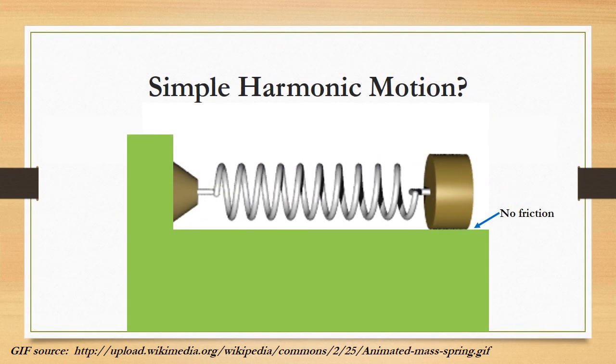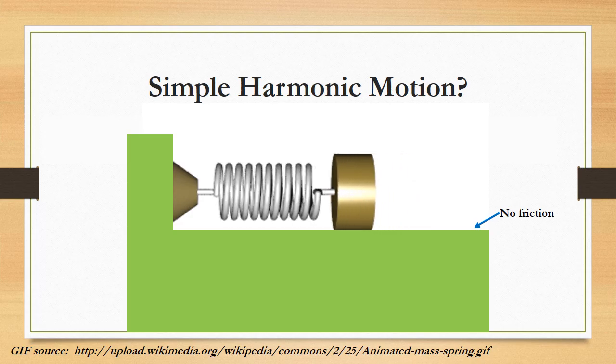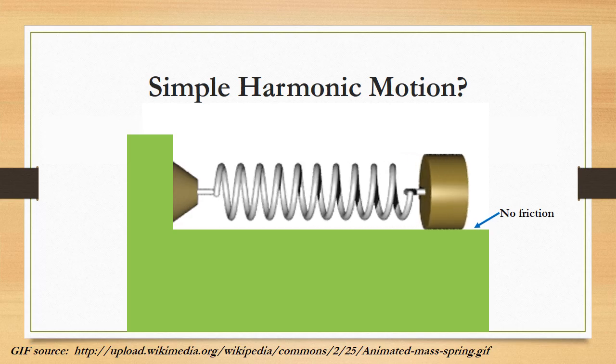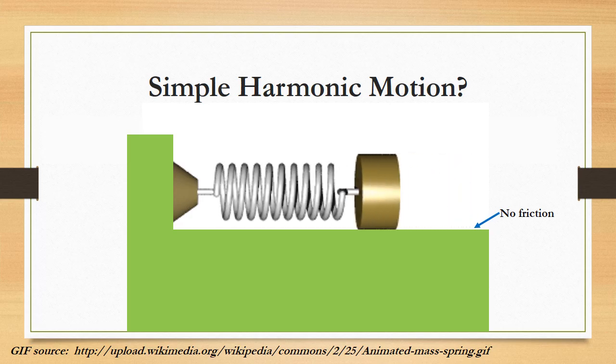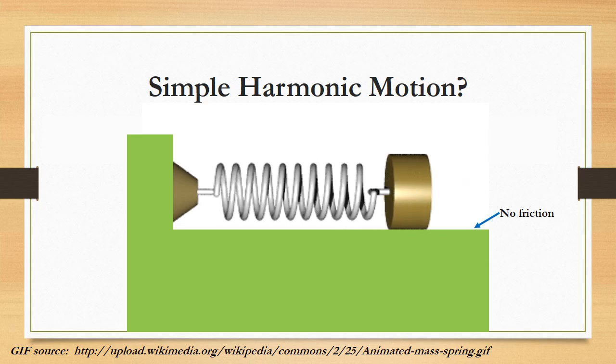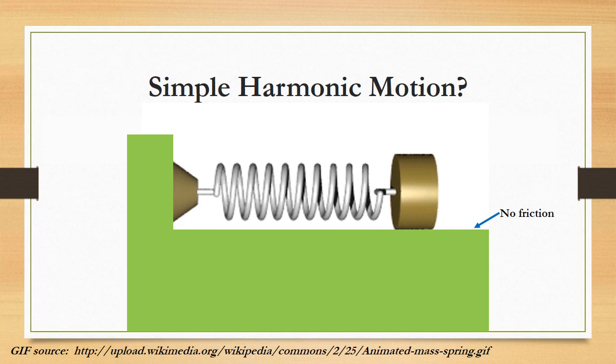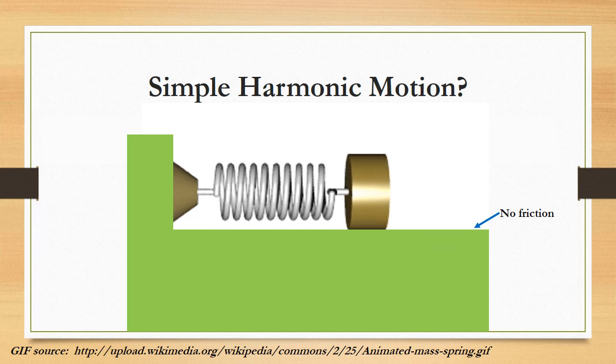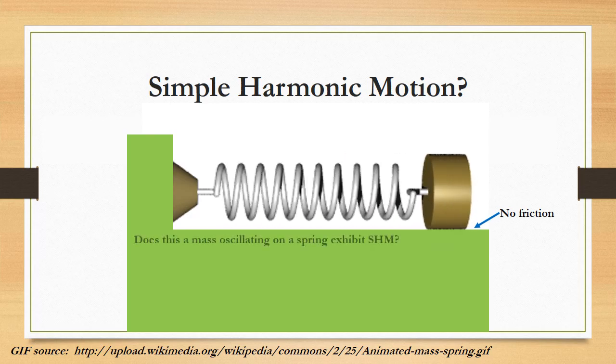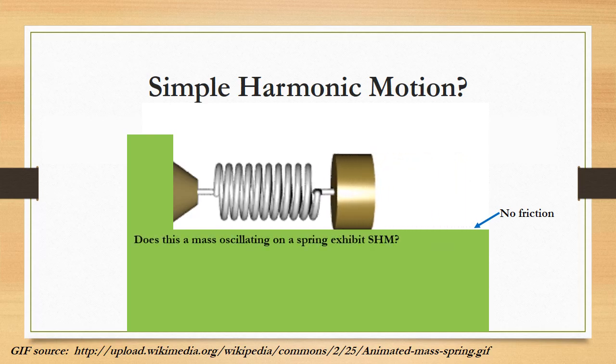Here we have an object that I think it's apparent is moving periodically, or it's oscillating back and forth. It's going over the same path in a predictable fashion, and it appears to be taking the same amount of time, except for the lag and the jiff, but whatever. Because there's no friction on this system, I can ask this question. Is the object, this mass, exhibiting simple harmonic motion?